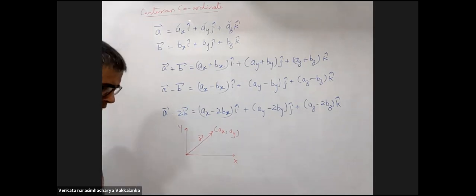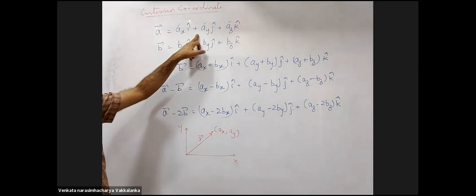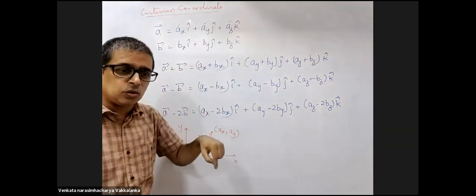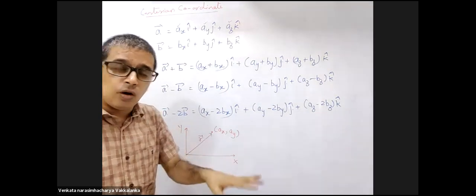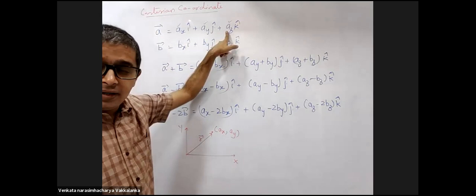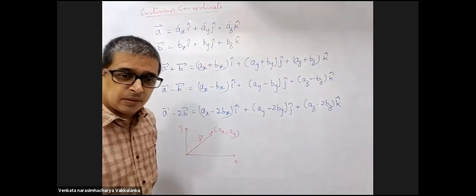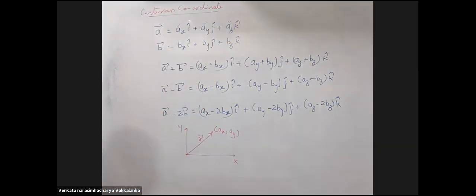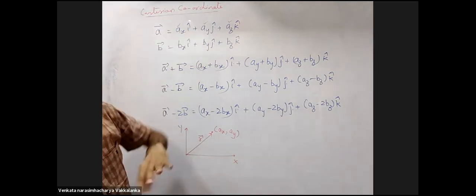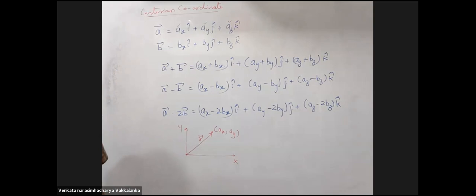Technically, we call this also the position vector. Position of the head with respect to the tail. Tail is at the origin. These are the coordinates of the head of the vector. Technically, we call this even the position vector. Position of the head with respect to the tail.